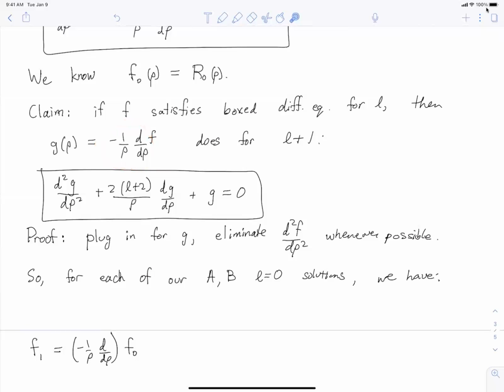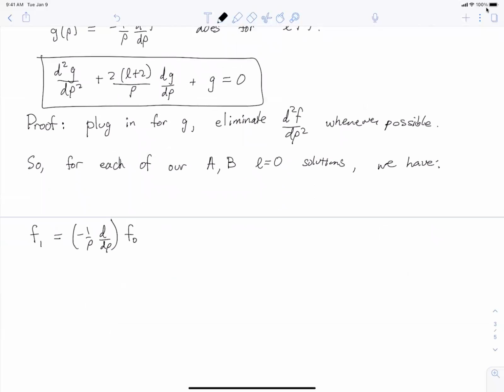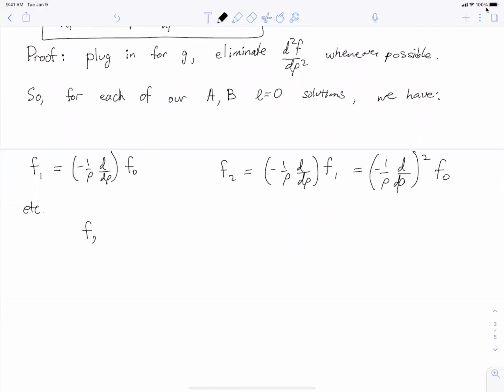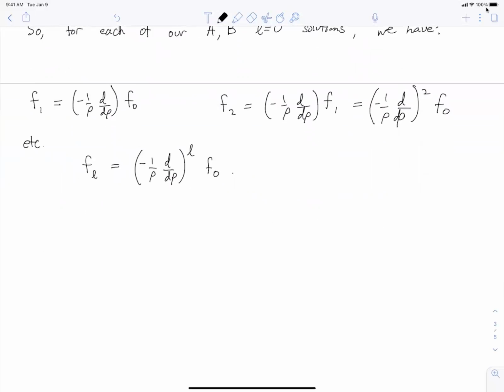Okay, we get a solution with one higher L. So that means F2 is minus 1 over rho d by d rho of F1, which is otherwise known as minus 1 over rho d by d rho, acting twice on our F0, etc. And so if you think about it, that means F sub L is simply given by acting L times with that differential operator, taking a bunch of derivatives on F0. Okay, so let's see how this works.